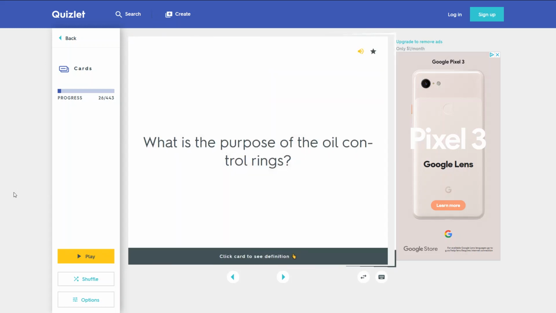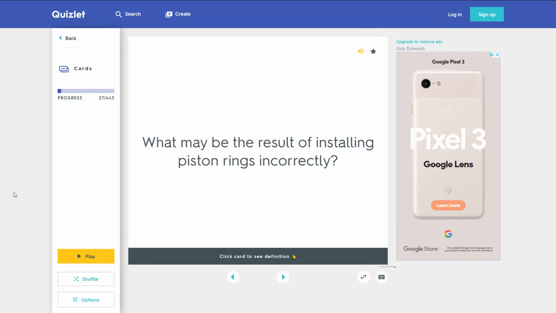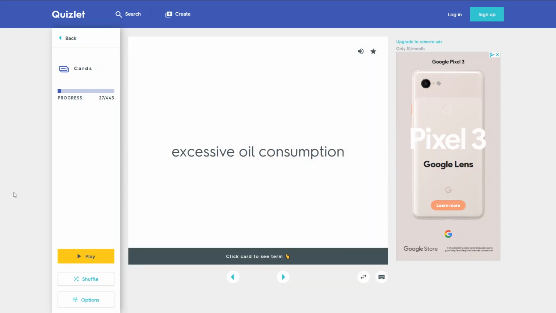What is the purpose of the oil control rings? Controls oil thickness on the cylinder walls. What may be the result of installing piston rings incorrectly? Excessive oil consumption.